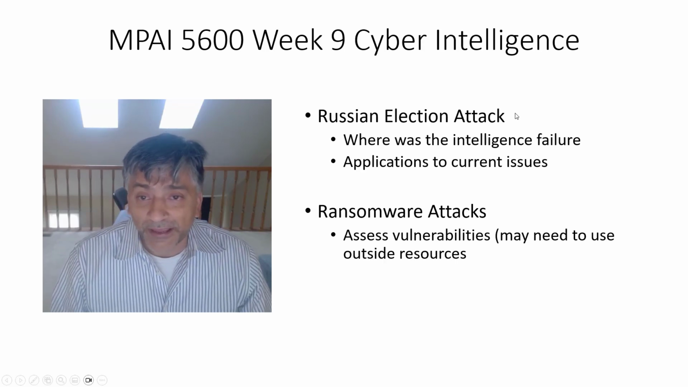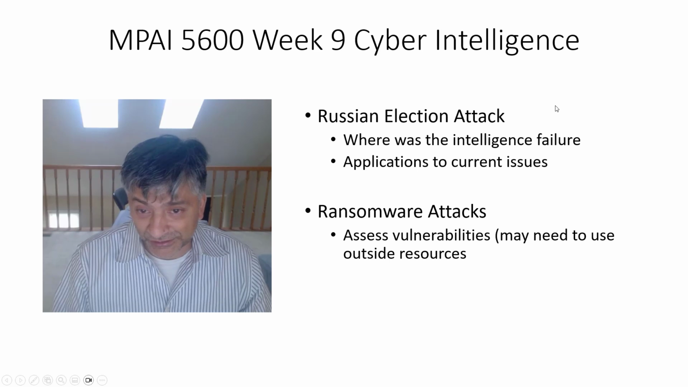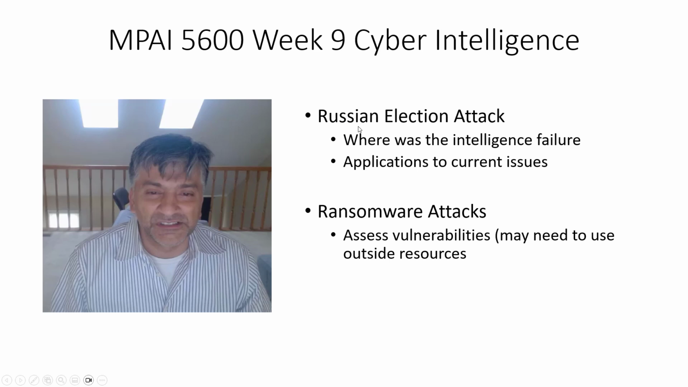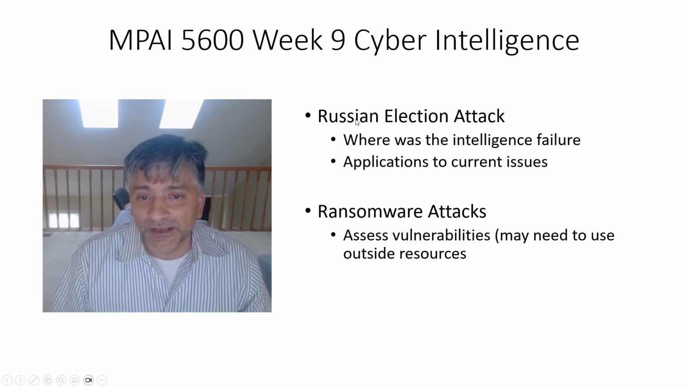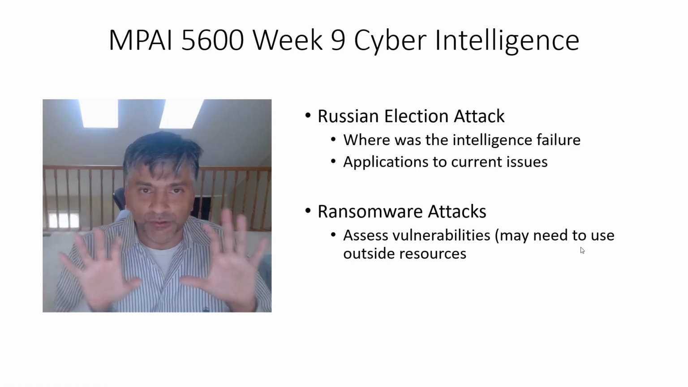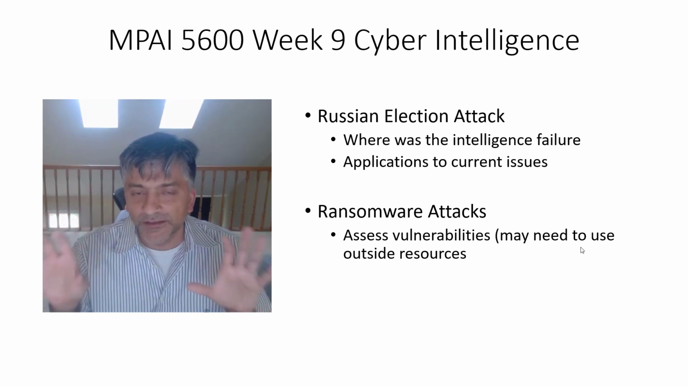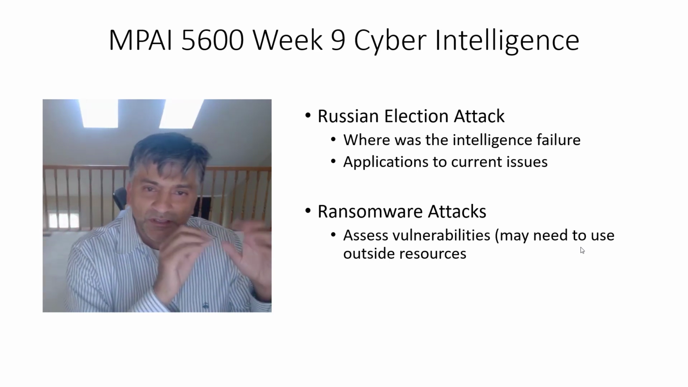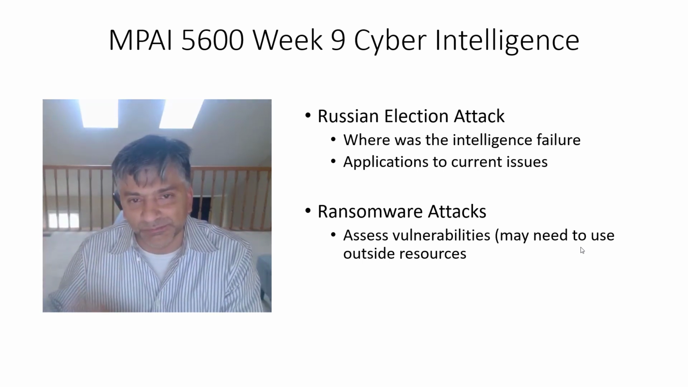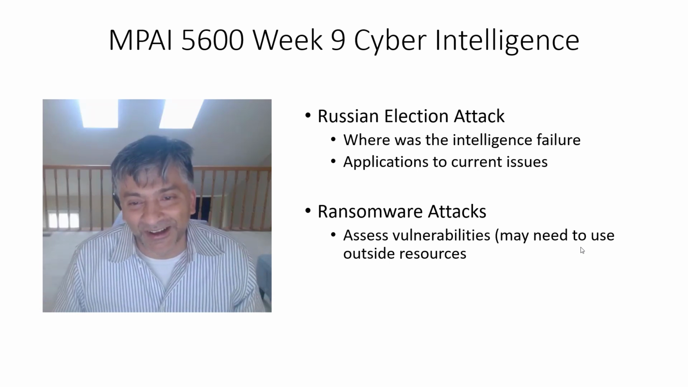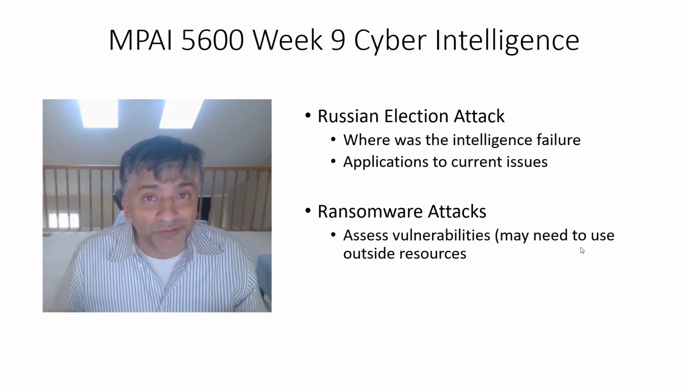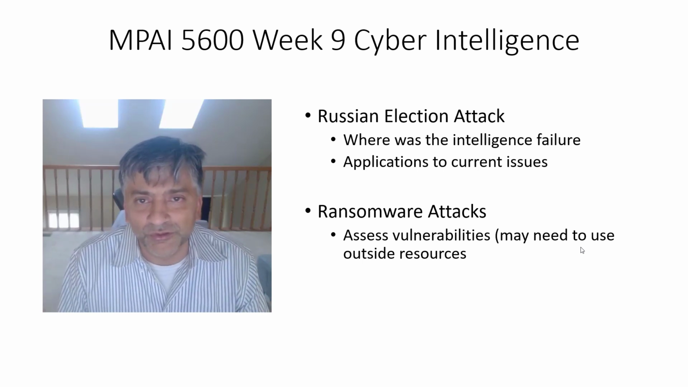So, week 9, preview for this week: cyber intelligence. First is the Russian election attack of 2016. What I want you to do is look at that incident and ask, where was the intelligence failure? Where did the failure occur in the intelligence cycle? Was it in the requirements, collection, organization, analysis, politicization? And then apply it. There's another election going on. Are we seeing this now? And again, you might need to look a little bit at some other stories as well.